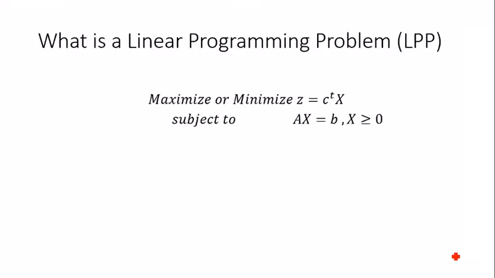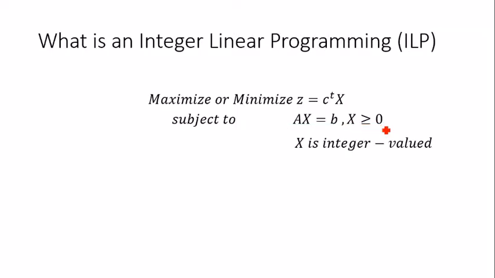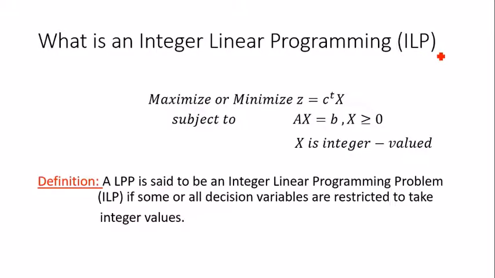So in a linear programming problem, we are given the objective function maximize or minimize z equals c transpose x, where c is the cost vector, x is the unknown vector, and these are the constraints Ax equals b, and this is the non-negativity restriction, x is non-negative. Now if I give you an additional condition that x has to be integer valued, then the problem is said to be ILP. So we have the definition that a linear programming problem is said to be an integer linear programming problem if some or all decision variables are restricted to take integer values.